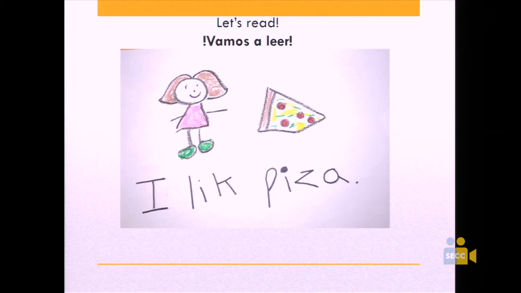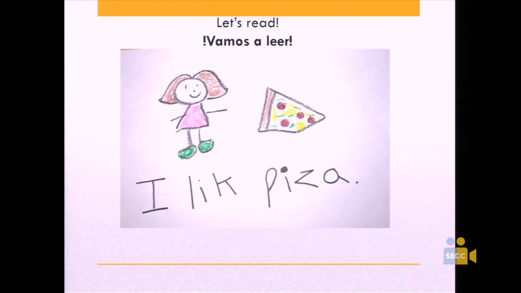So going back to that Common Core standard about drawing, dictating, and writing, I want you to look at the picture. And then just first, let's talk about the picture. What do you see here? A girl and pizza. Good. And then look at what she wrote here. What did she write? I like pizza. That's exactly what she wrote. I like pizza.